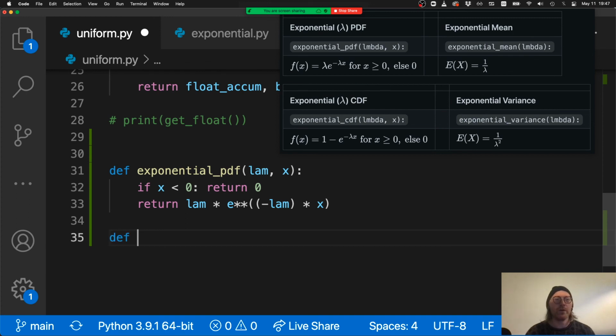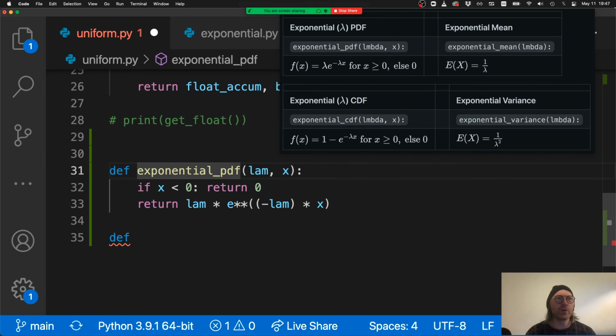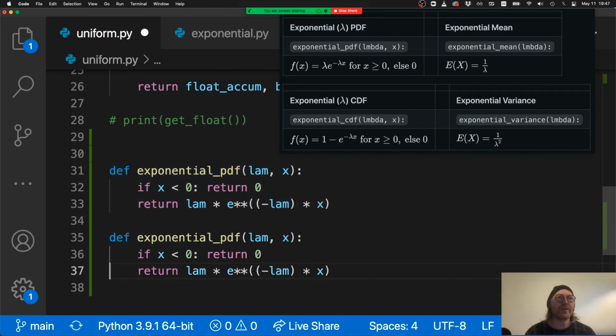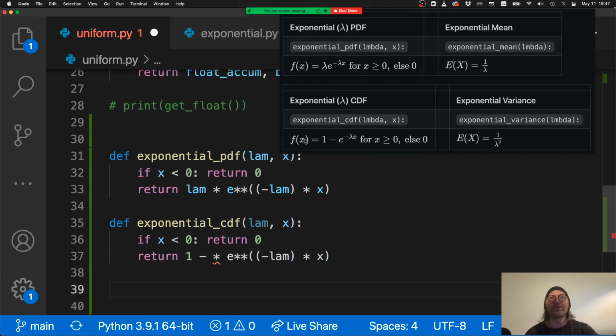That should work. And we can code the exponential CDF, which is going to be very close to the exponential PDF. So I'm just going to change a few things here. We'll pass in lambda and x. Again, if x is less than 0, return 0. And here we can return 1 minus e to the negative lambda multiplied by x. So that's just a direct translation of this formula.